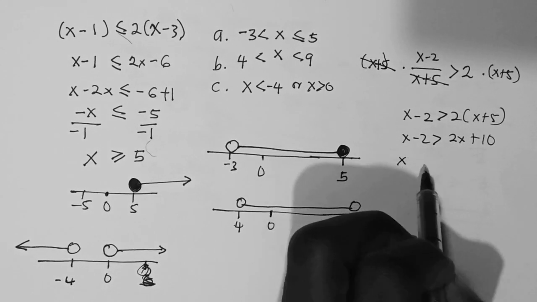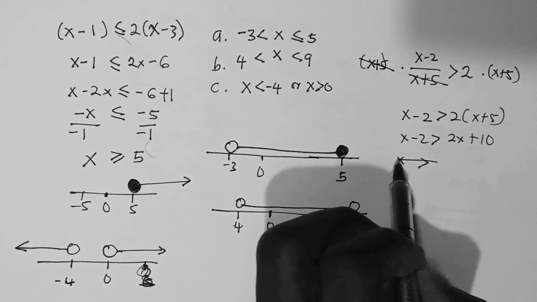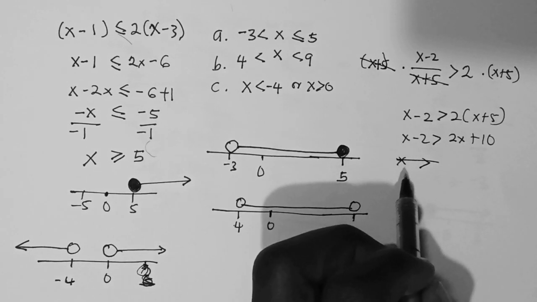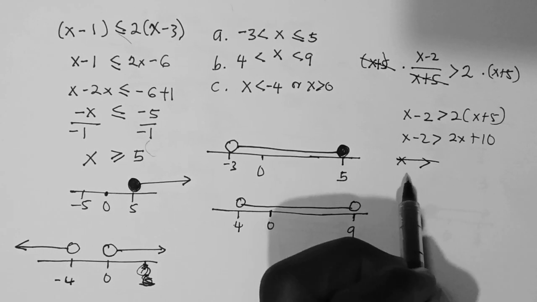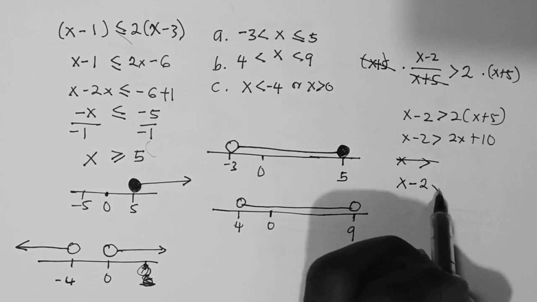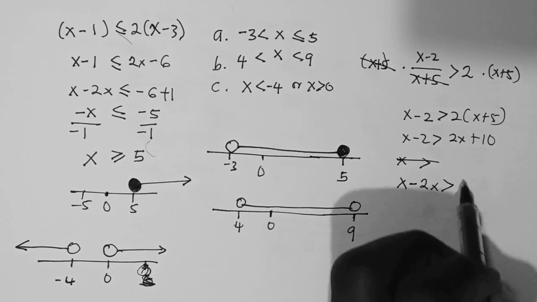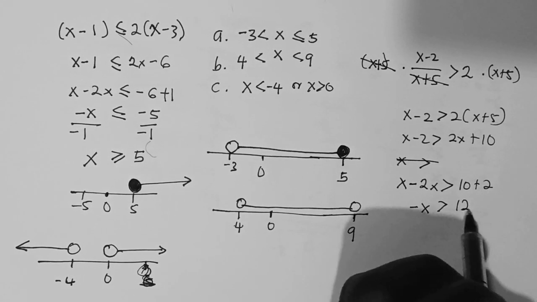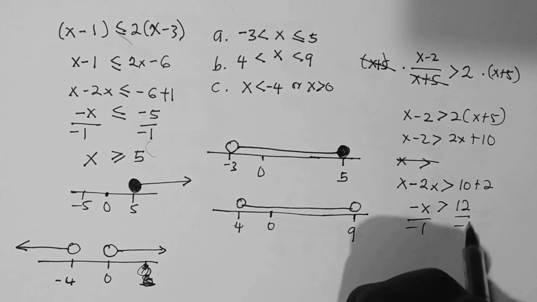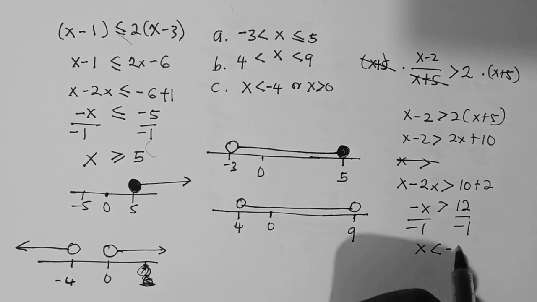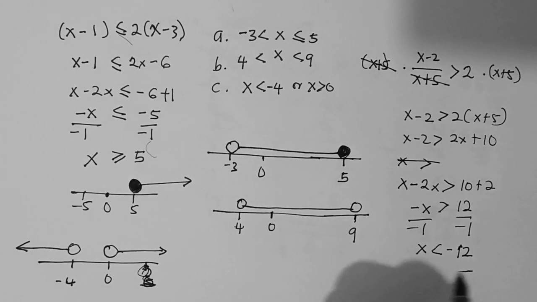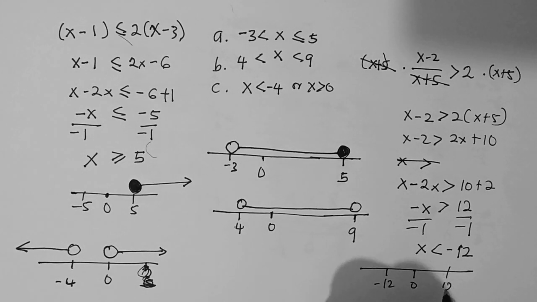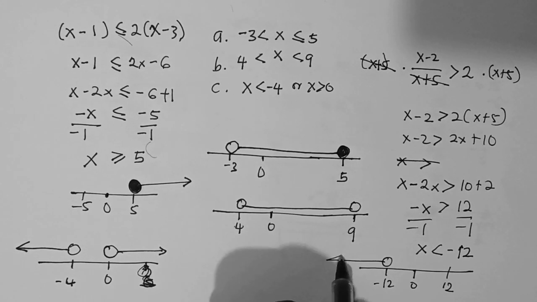So x is greater than, we are taking minus 2 to the side. Okay, let's bring minus 2x to the left hand side and then minus 2 to the right hand side. So it becomes x minus 2x is greater than 10 plus 2. So here becomes minus x is greater than 12. So we divide through by minus 1. Find out that x is less than minus 12. So in terms of the number line, here is 0, here is minus 12, and then here is 12. So x less than minus 12 is this.